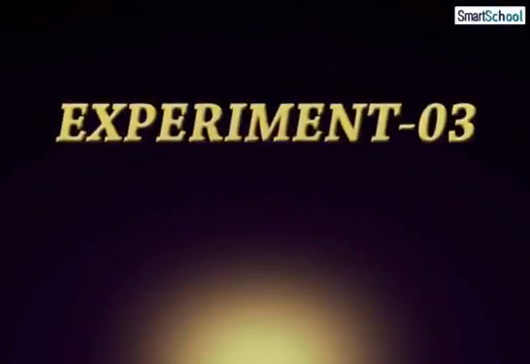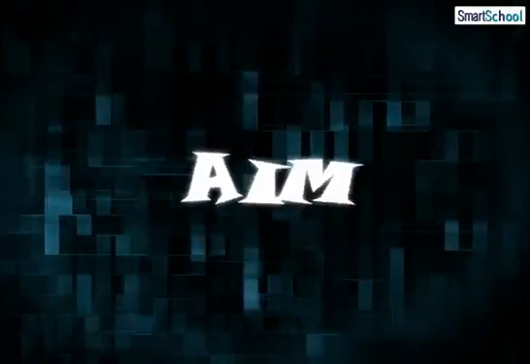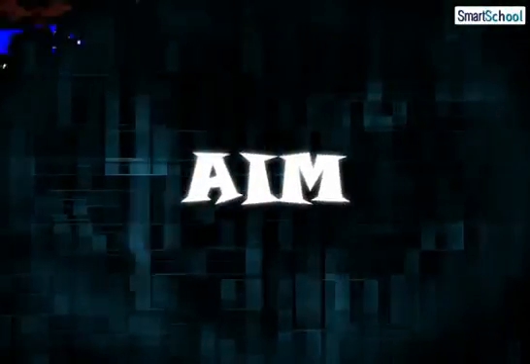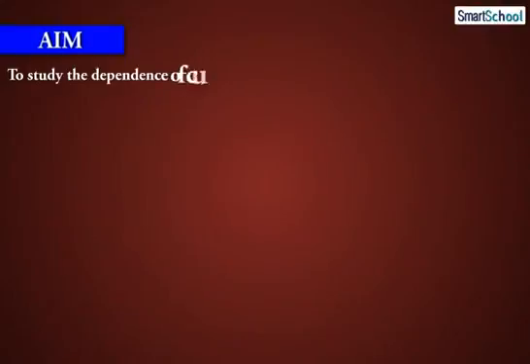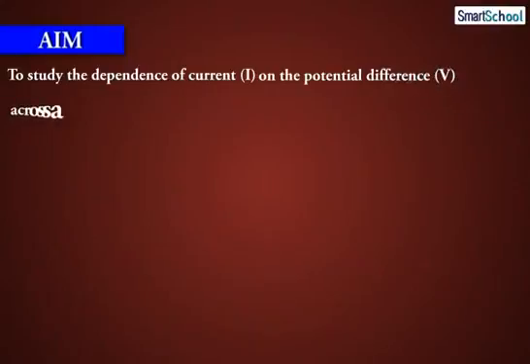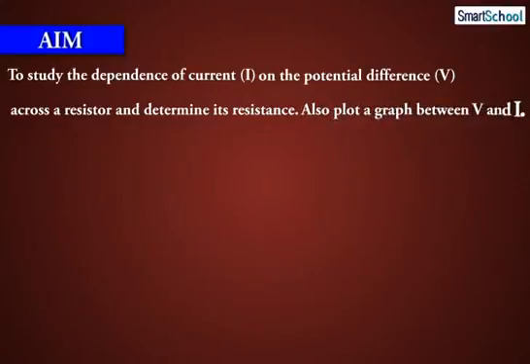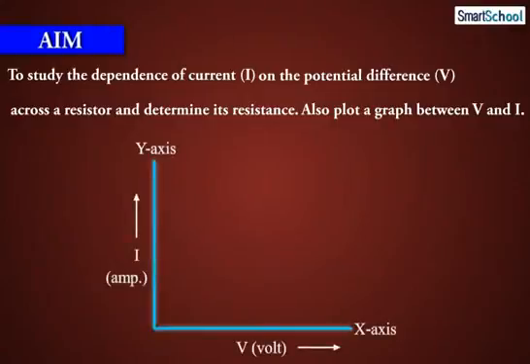Experiment 3. Aim. To study the dependence of current, or I, on the potential difference, or V, across a resistor and determine its resistance. Also, plot a graph between V and I.